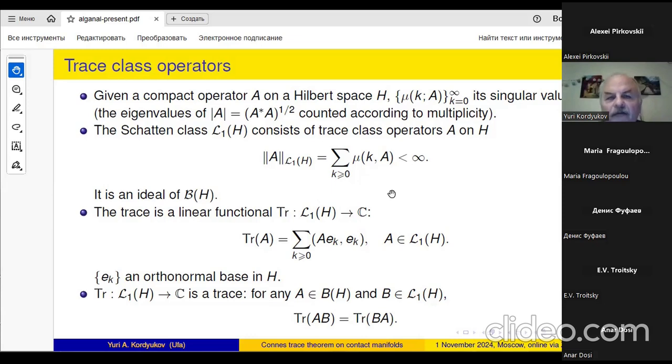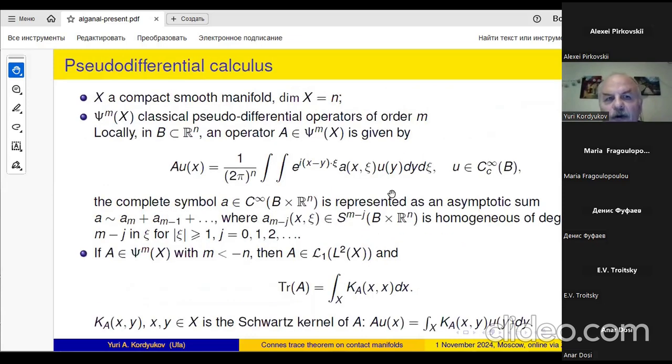So geometrically defined operators are pseudodifferential operators. So suppose again we have a compact smooth manifold of dimension n. Then we can consider classical pseudodifferential operators of order m, which means that in each local coordinate, this operator is given by this formula. For instance, if A is polynomial in Xi, this is just a differential operator.